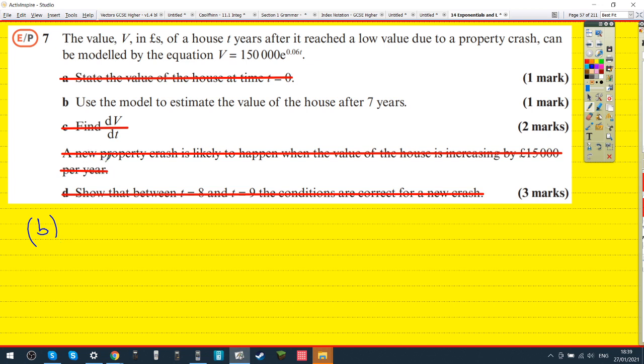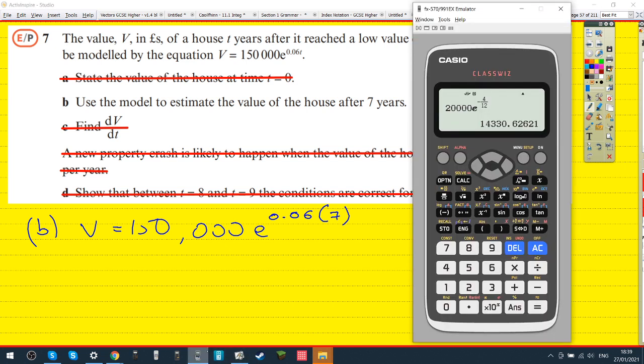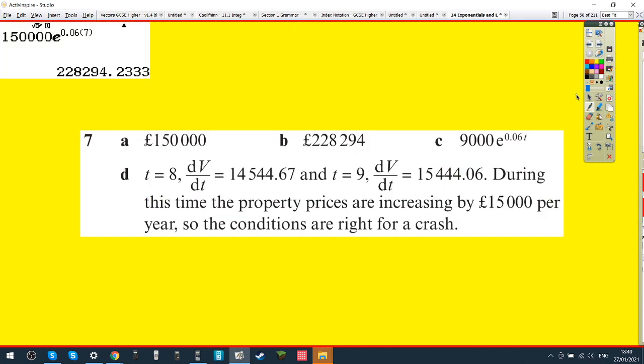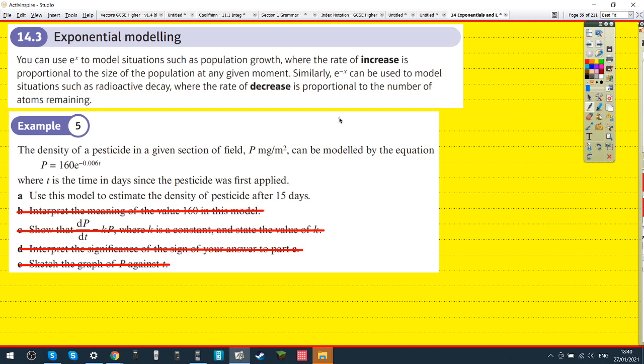Okay, how about this? $150,000 e to the 0.06 times 7. Yeah. So I'm in the calculator again. I got 228,294. Yeah, that's good to me. See, 228294. Great. I think you'd be fine for this. You just replace t with 15.